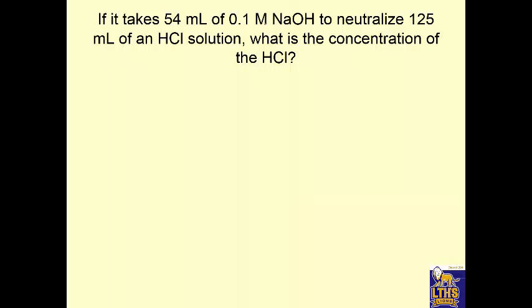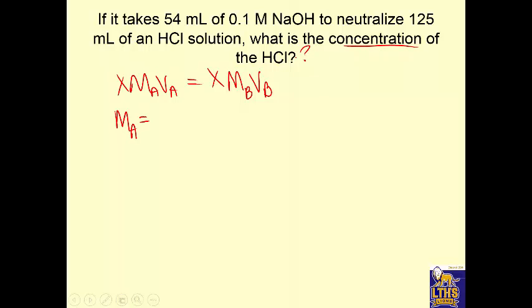So we have 54 milliliters of 0.1 molar sodium hydroxide neutralizing 125 milliliters of HCl. So what's the concentration of the HCl? So here's our formula, XMAVA equals XMBVB. All right, so the A is about the acid. MA is the molarity of the acid. Concentration of HCl, that's what we're looking for. Volume of acid. Well, let's see, how much acid? 125 milliliters, so 0.125 liters.